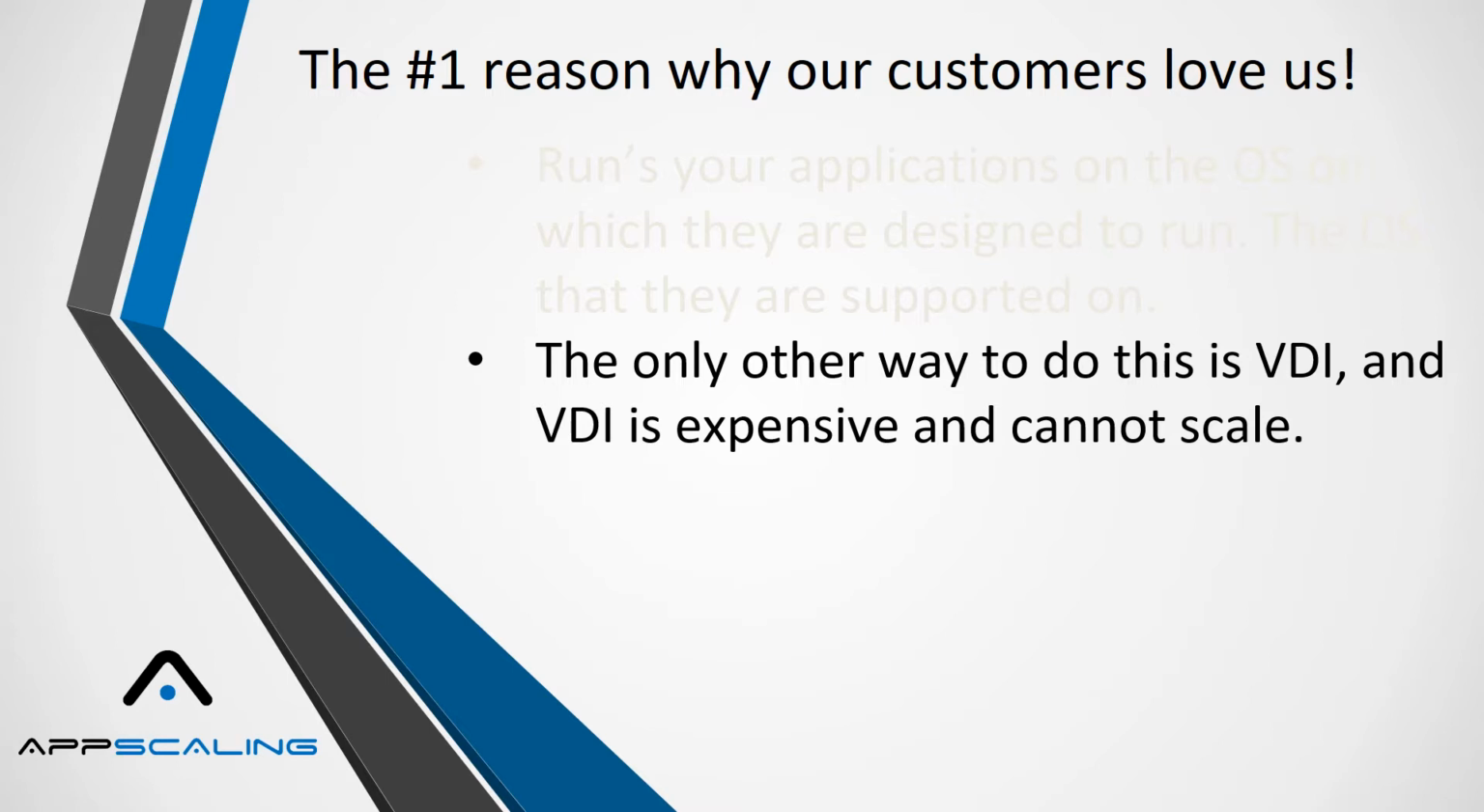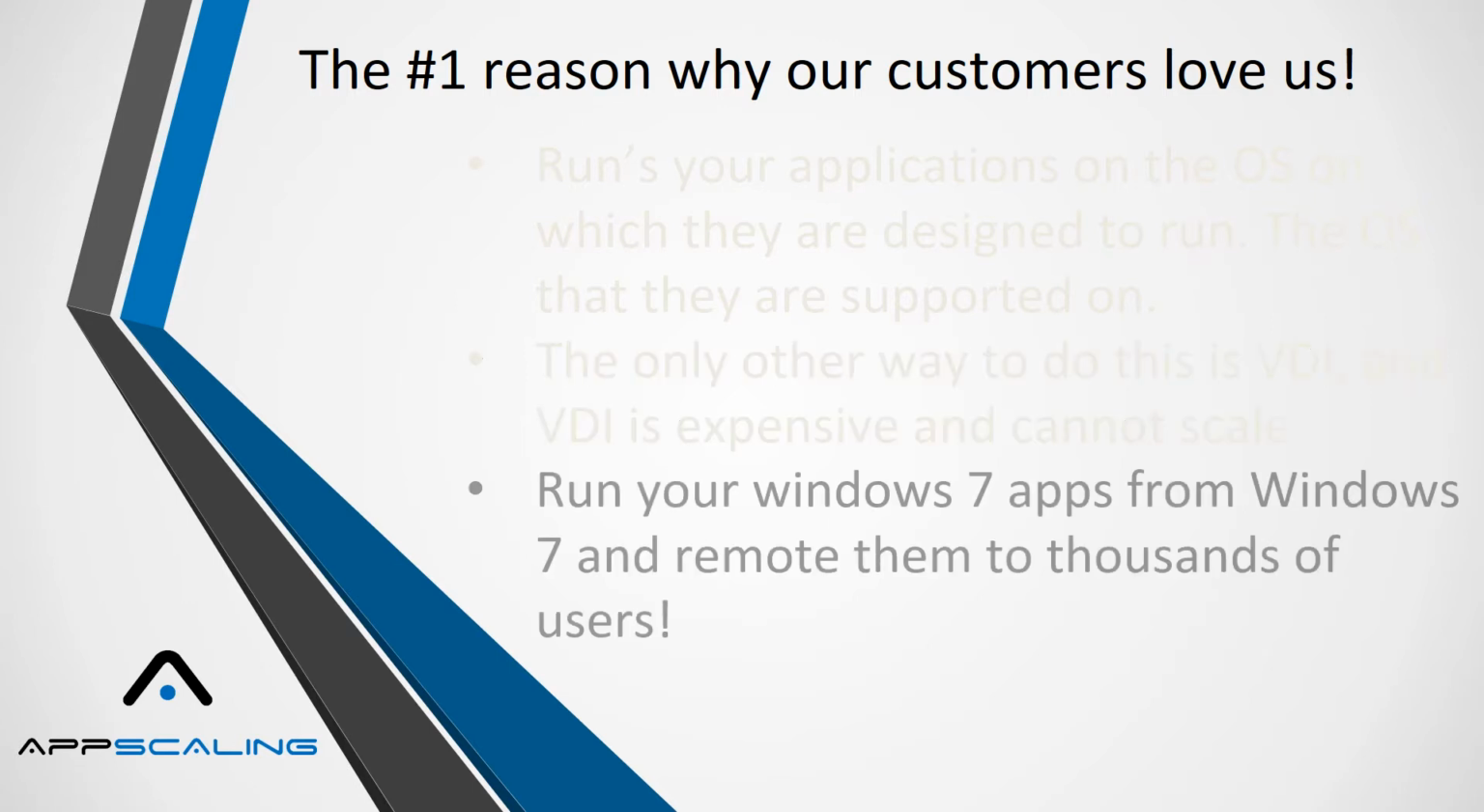AppScaling is an excellent way of getting that Windows 7, Windows 8 and Windows 10 native operating system, the operating system the applications expect to run on, underneath the applications you're delivering to the end users. AppScaling is very quick to set up, deploy and get running for end users. So now you can run your Windows 7 applications on Windows 7 and deliver those applications at scale.